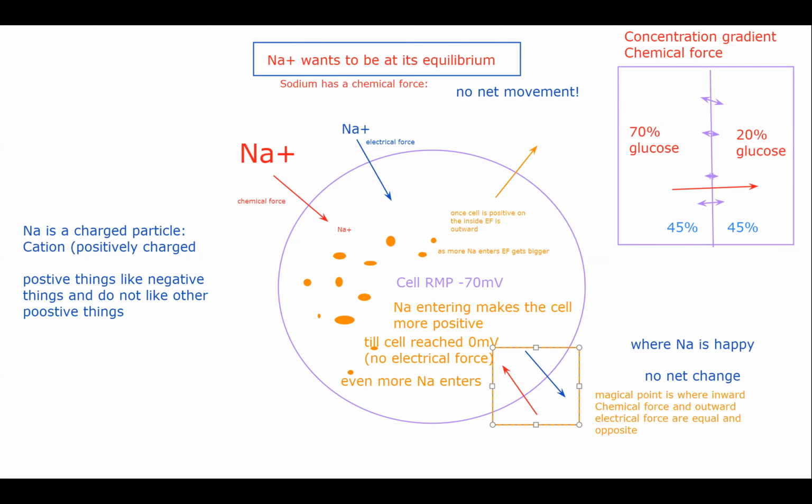And that magical point right here, where those are equal and opposite to each other, is going to be equilibrium for sodium, right? We call that point the equilibrium potential of sodium. And that point is positive 66 millivolts. So if we could make the inside of the cell positive 66 millivolts, sodium would be happy.